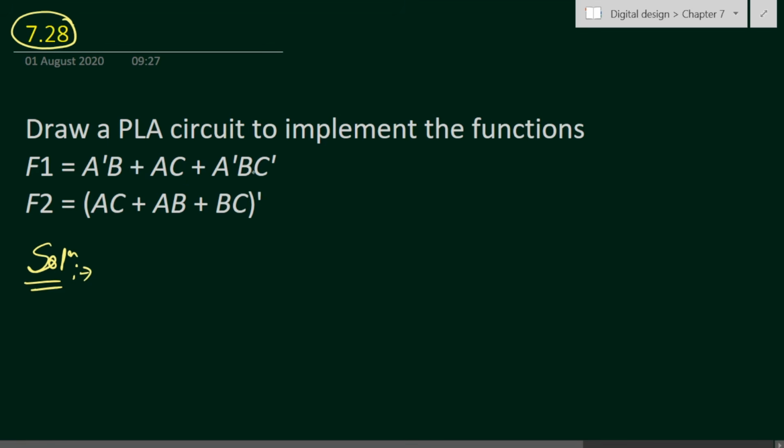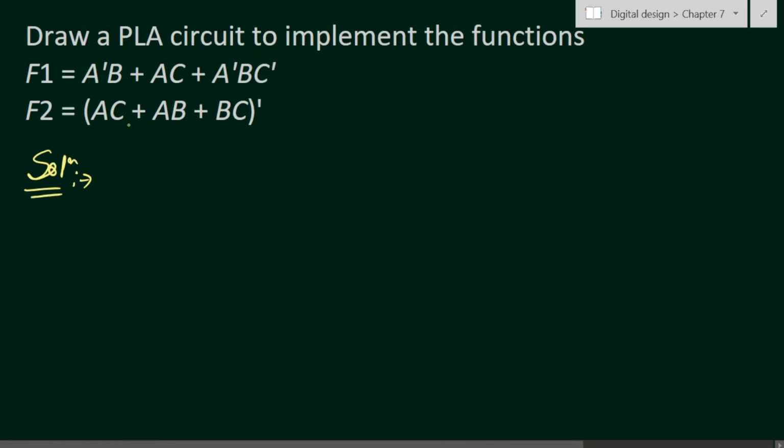Here we can see we have three inputs A, B and C. Here we will draw the PLA circuit. For the PLA circuit we have three inputs: one input is A, another input is B, and the third input is C. We have to pass each input through a buffer inverter combination, and from that we will find the A and A bar.